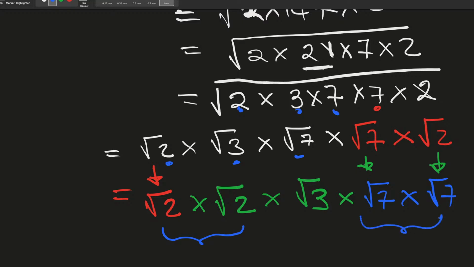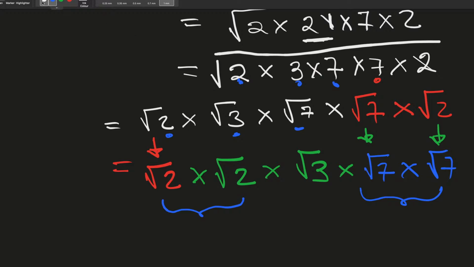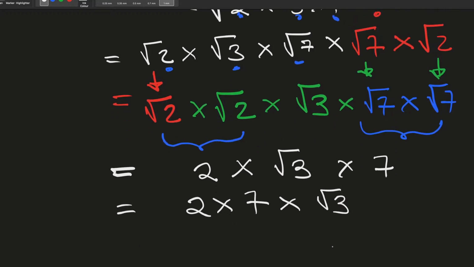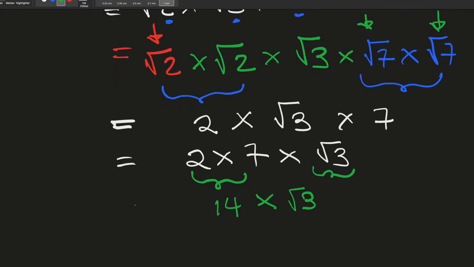So let's look at this and that. When I multiply root 2 by root 2, my answer is 2. And I still have my multiplication over here, and I have my root 3. When I multiply root 7 by root 7, I get 7. Okay, what do I do? Further simplification. So this will be 2 times 7 times root 3. We have grouped the like terms. Friends, when we multiply 2 by 7, what are we going to get? We are going to get 14. And this 14 is multiplying root 3. So the answer finally is 14 root 3.